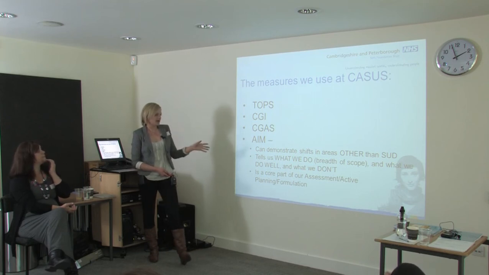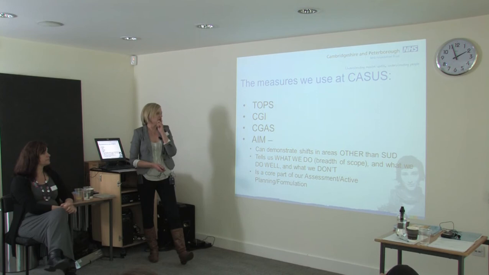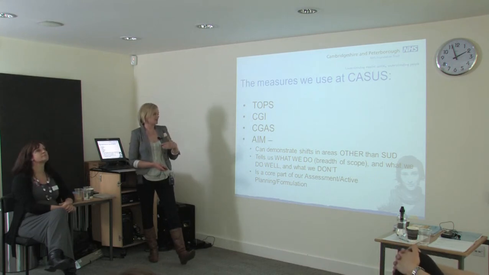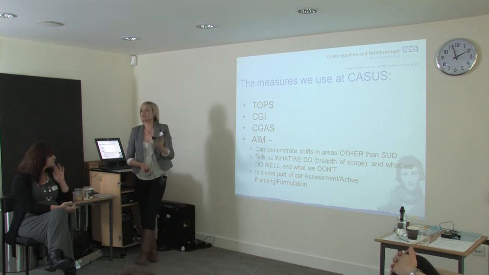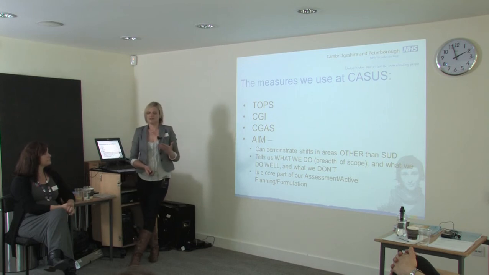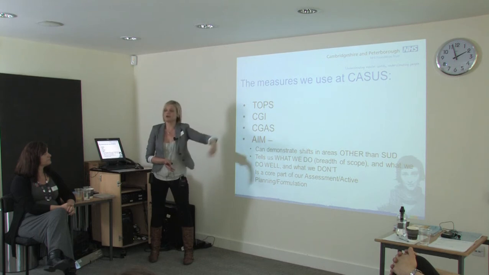So the AIM is a 40 item, really global rating of 40 different items relating to a young person's functioning and well-being. And what we found in CASES is that, of course, it helps us in lots of detail to look at what we do well and what we don't do so well. But we also find that it tells us what we do, because we complete it at the beginning of treatment. And we can see with our young people how many of them have got problems in those 40 different areas.